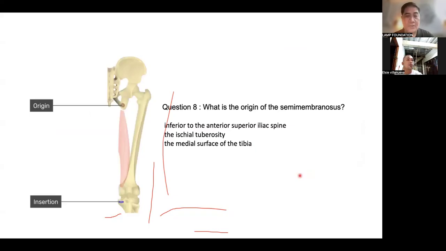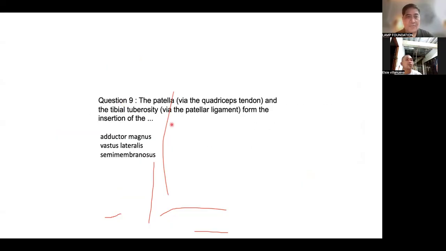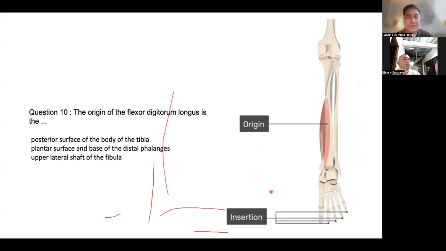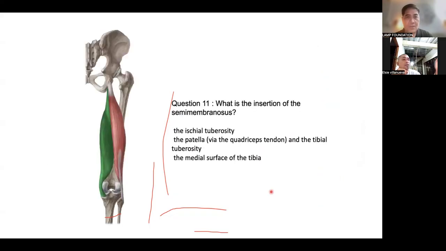Origin of semimembranosus. The ischial tuberosity. Patella via the quadriceps tendon and the tibial tuberosity via the patellar ligament form the insertion of vastus lateralis. Origin of flexor digitorum longus. Posterior surface of the body of the tibia. What is the insertion of the semimembranosus? The medial surface of the tibia.